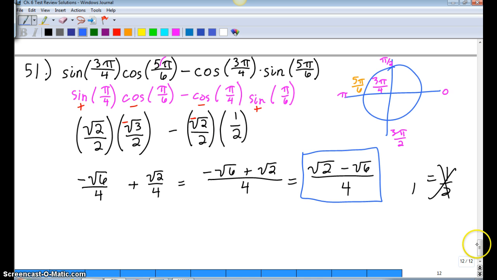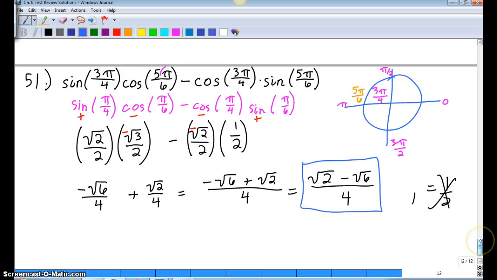So again, this whole thing is made much easier, much more possible when you are able to have the unit circle memorized.